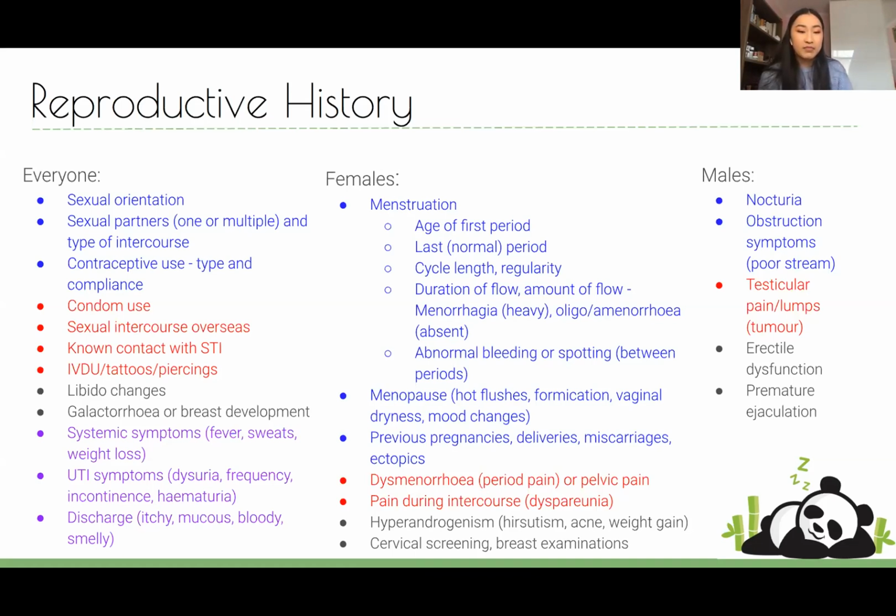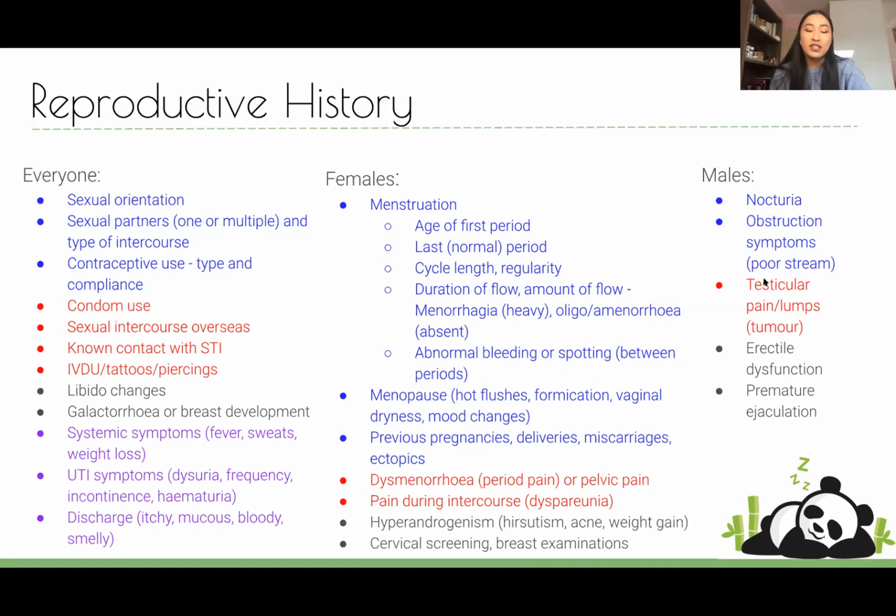And then again, hormonal type things, thinking about PCOS, if they've had hyperandrogenism. God, these words are so hard. Hirsutism, acne, and weight gain. And then screening for cancers, cervical screening, breast exams.